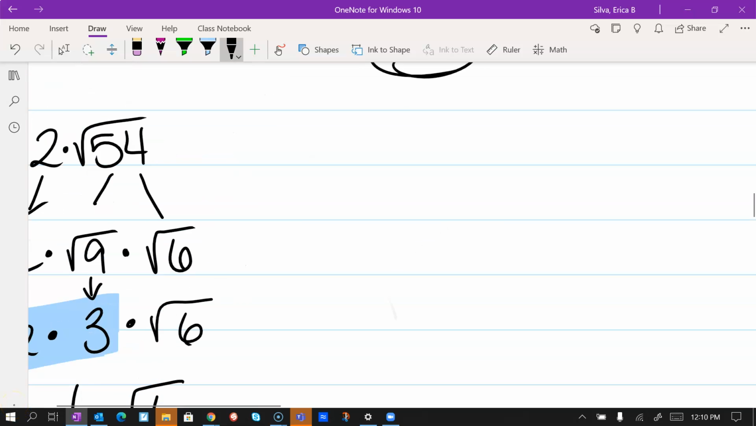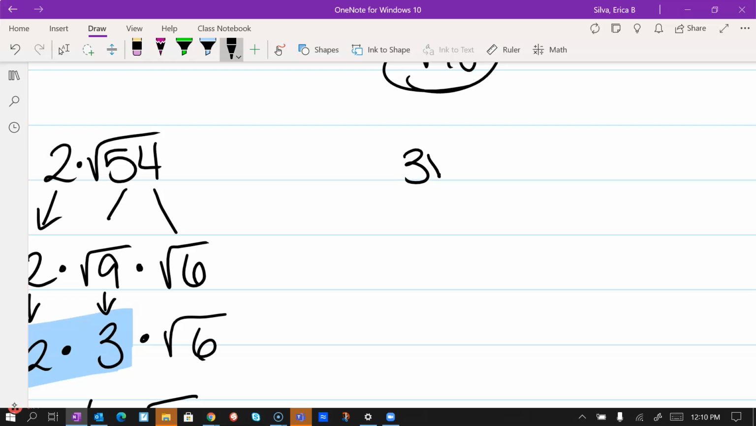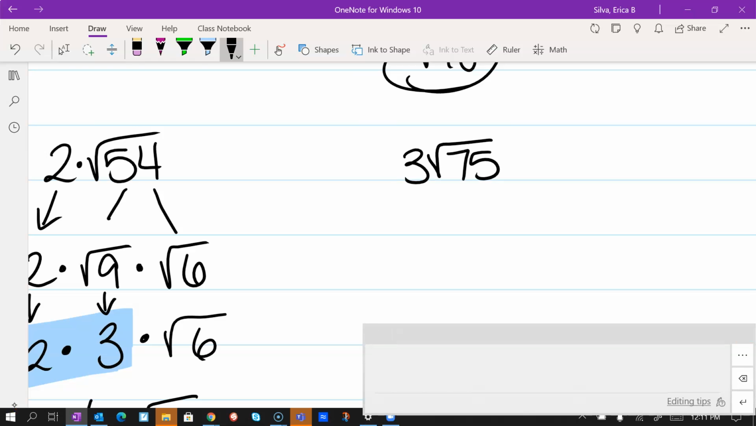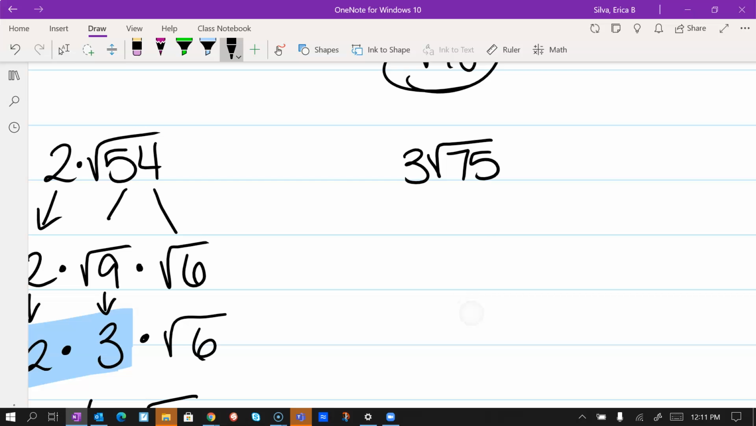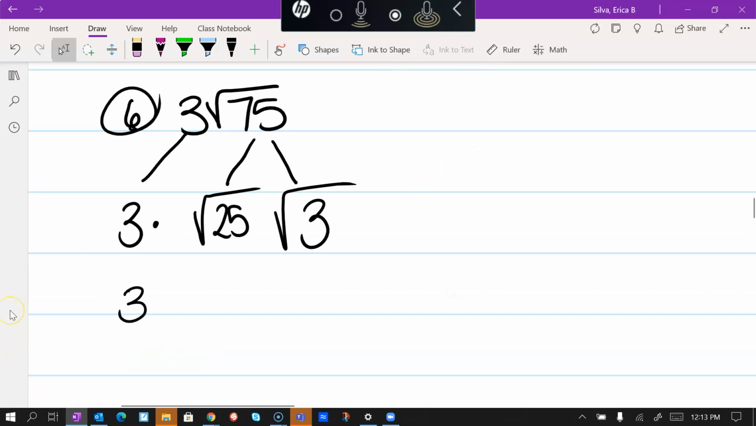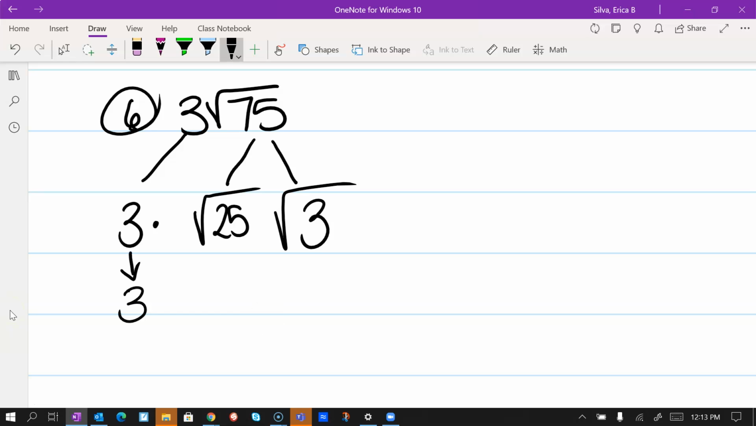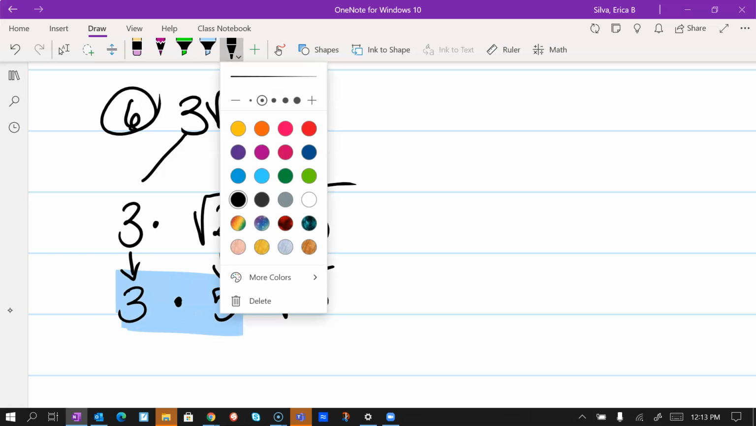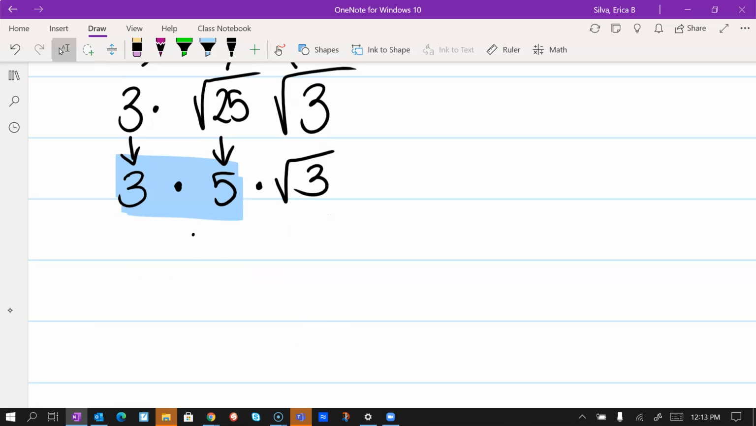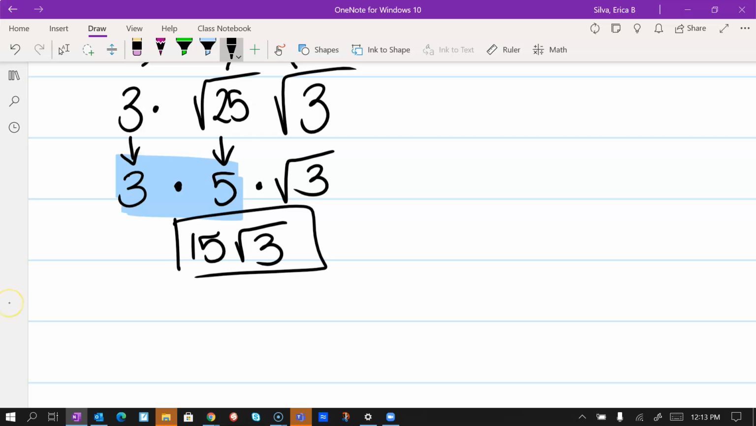All right, the next one, and I'll put it on the pear deck, is 3 times square root of 75. So then we get 3 here. Square root of 25 is what? 5. And then we bring down that square root of 3. Then we multiply our two coefficients. And 3 times 5 is 15 times the square root of 3. Any questions on that one?